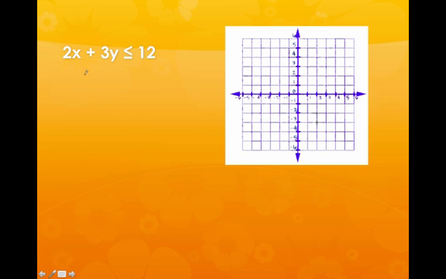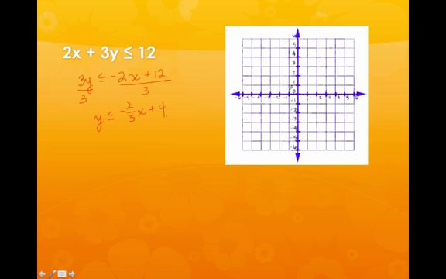So remember, my first step is going to be to solve for y. This is not written in my slope-intercept form, so I'm going to subtract 2x from both sides. I've got 3y is less than or equal to -2x plus 12. Remember, I need to divide everything by 3, so I have y is less than or equal to -2/3 x plus 4. I'm going to go ahead and graph that.